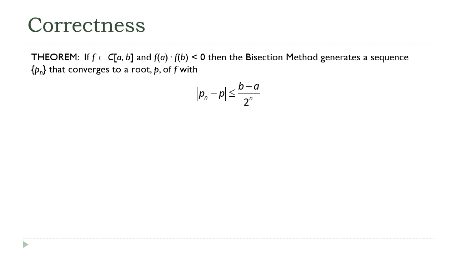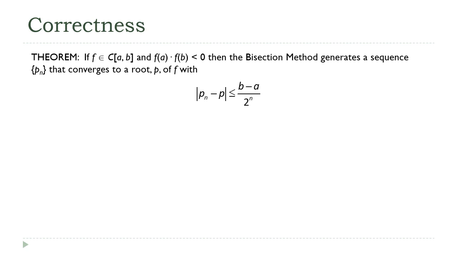We start off: if f is continuous on the closed interval from a to b, that's what that C part means, and f of a times f of b is less than 0. That's just saying f of a and f of b have different signs. So we've really just done the setup part for the intermediate value theorem here. Then the bisection method generates a sequence, p sub n, those are the midpoints, that converges to the actual root p of f with this inequality here.